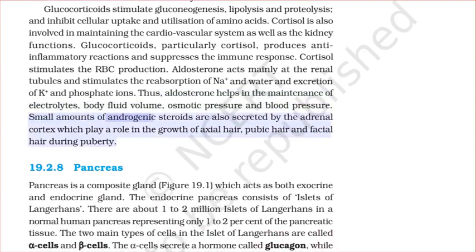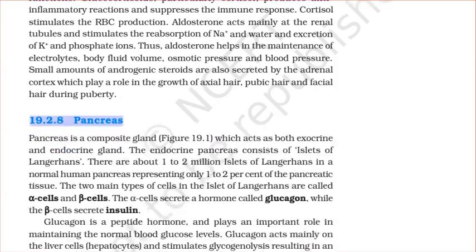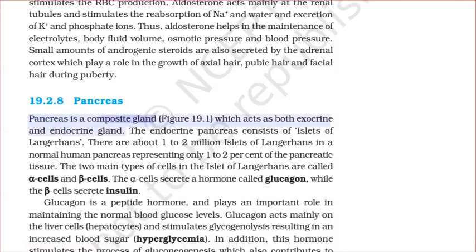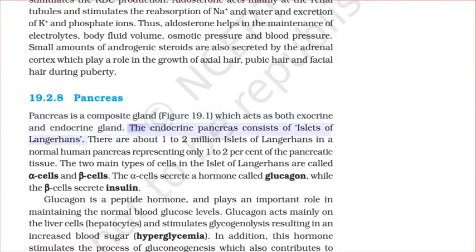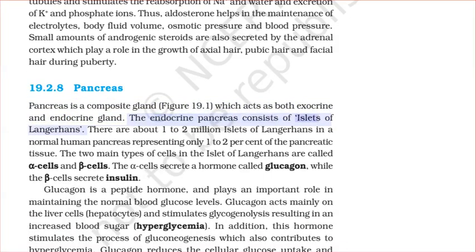Small amounts of androgenic steroids are also secreted by the adrenal cortex, which play a role in the growth of axillary hair, pubic hair, and facial hair during puberty. Pancreas. Pancreas is a composite gland which acts as both an exocrine and endocrine gland. The endocrine pancreas consists of islets of Langerhans.